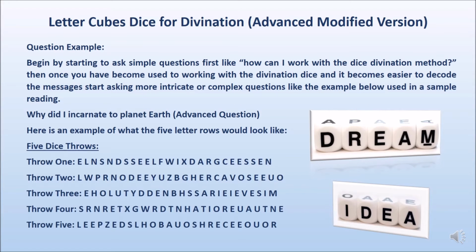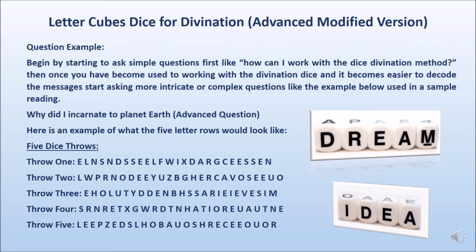So here are question examples for the dice method for how to ask the questions. Begin by starting to ask simple questions first, like, how can I work with the dice divination method? Then once you have become used to working with the divination dice, and it becomes easier to decode the messages, start asking more intricate or complex questions like the example below used in a sample reading. Why did I incarnate to planet Earth? This is an advanced question.